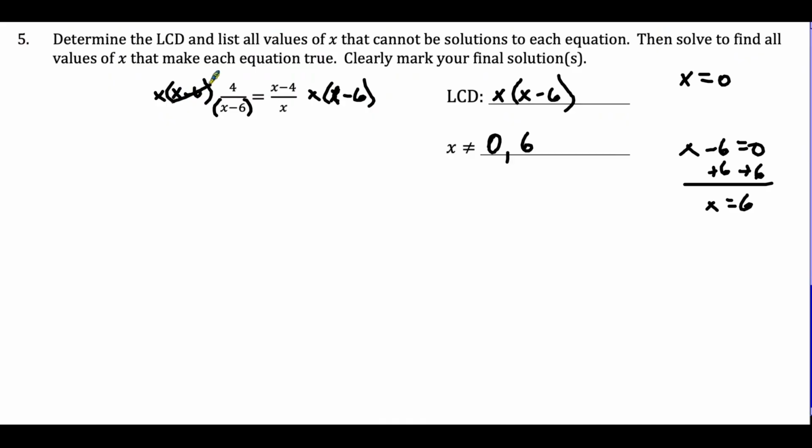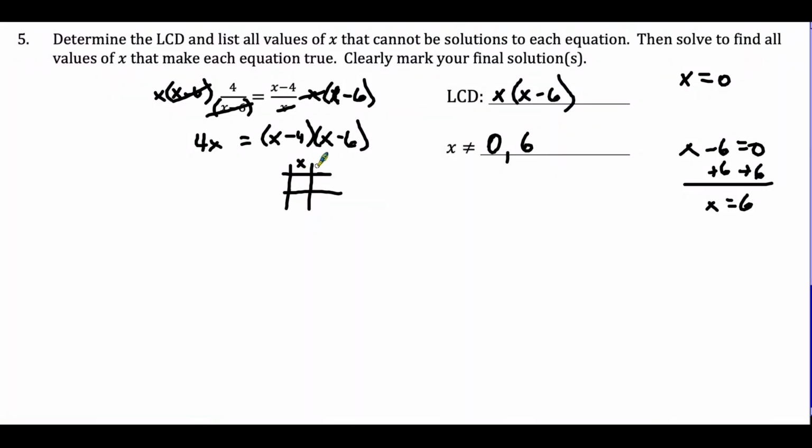So on this side, my x minus 6's cancel, and I'm just left with 4x. On this side, my x's cancel, and I'm left with x minus 4 times x minus 6. So over here, I'm going to have to multiply these out. I'm going to have to either double distribute or set up a box. Right? I like the box to organize.